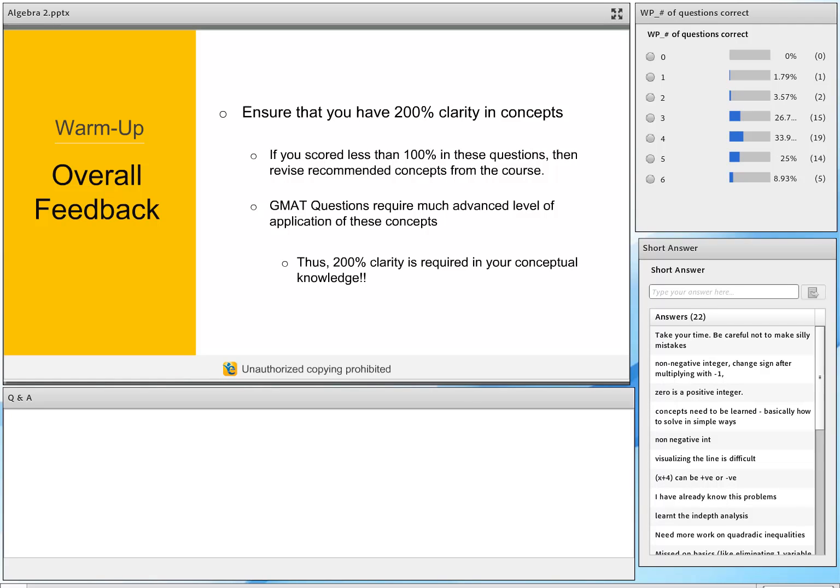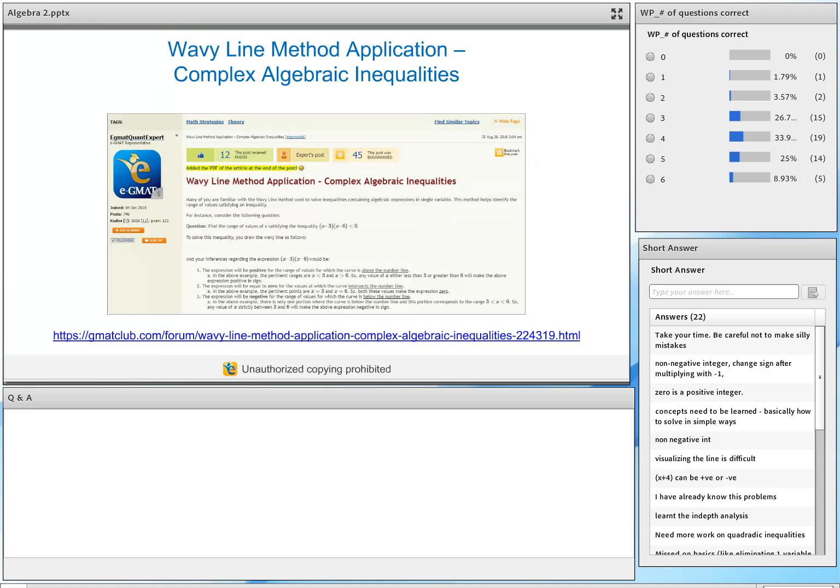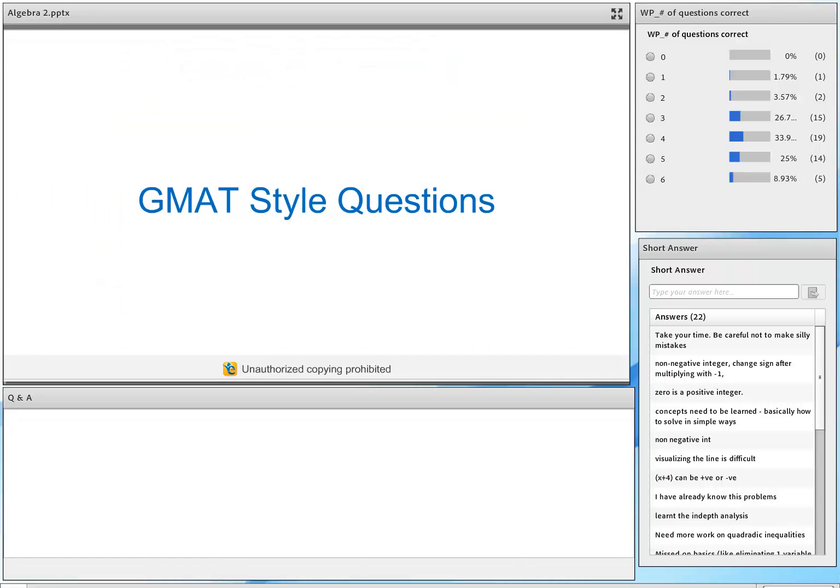Now, as I said, I'm going to talk about the wavy line method. Let me show you the wavy line method here. This is the link. Ashutosh, if you can copy this link and provide that to everyone, Ashutosh or Sandeep, that would be nice. Definitely go through this article on GMAT Club, and you will be able to understand the wavy line method. Okay. All right, now let's go into our GMAT style questions.